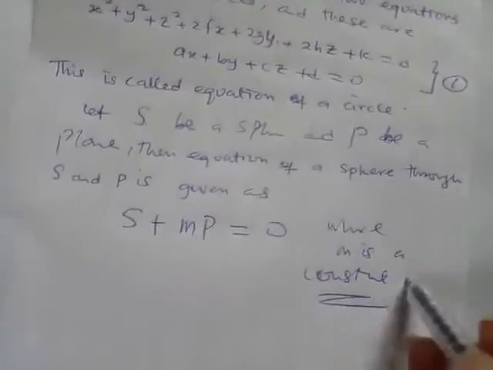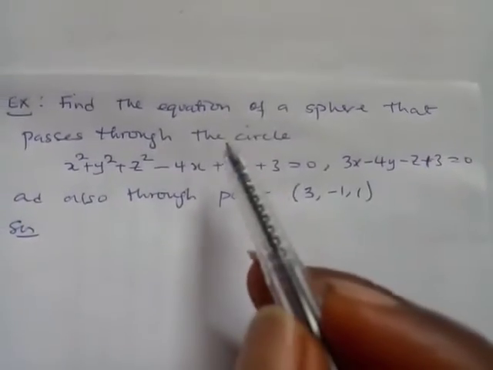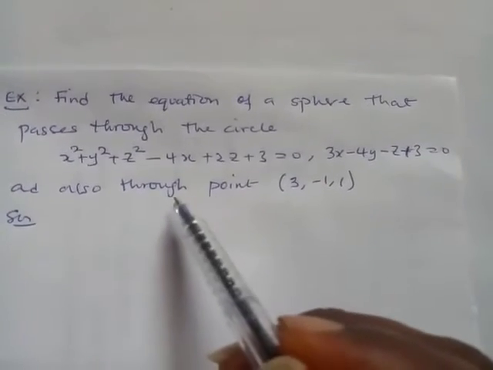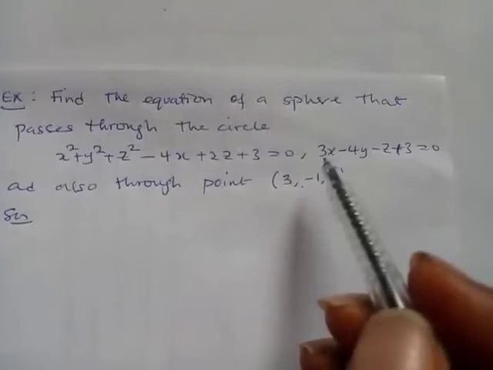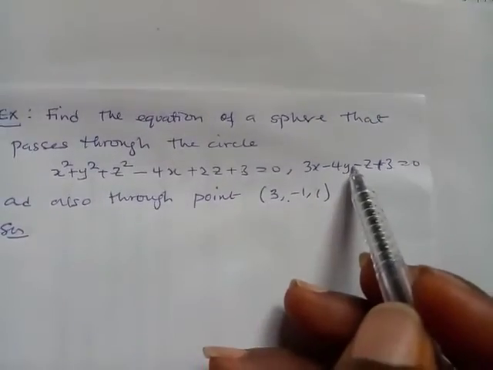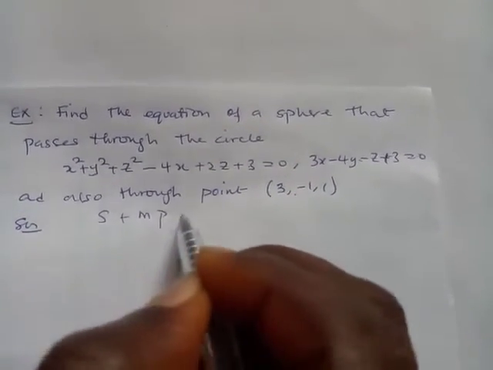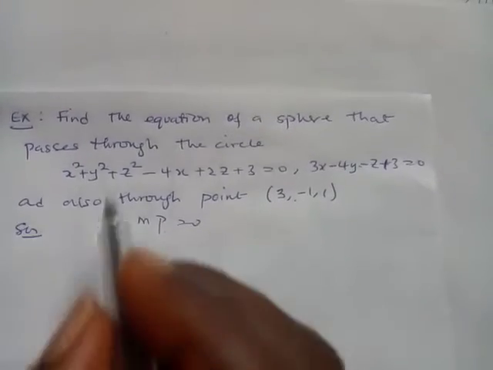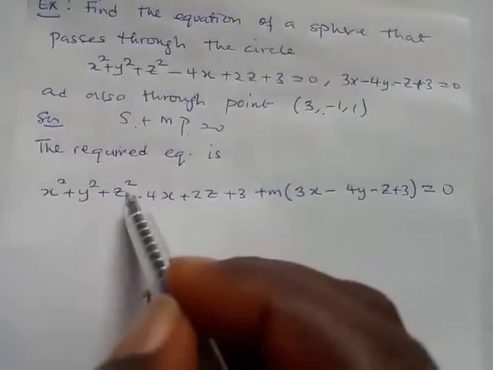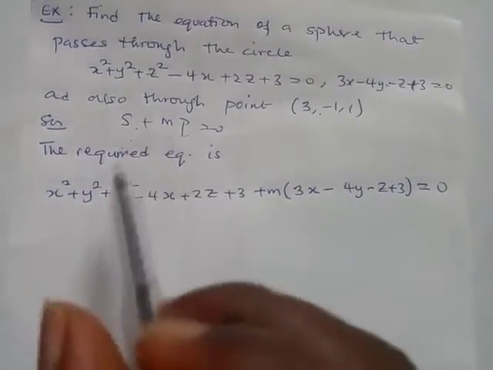So now let's take an example under this. I want to find the equation of a sphere that passes through this circle and also through this point. From what we said the other time, when a sphere passes through a sphere and a plane, the equation is S plus MP, where S is the sphere and P is the plane. So the required equation is this, and that is what we have written in this place.